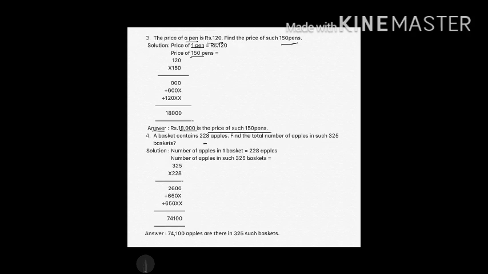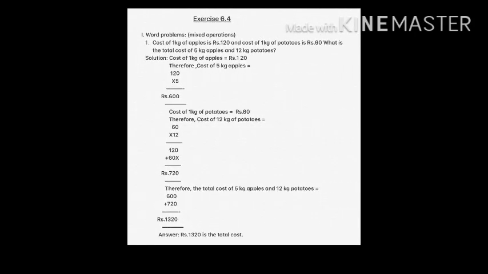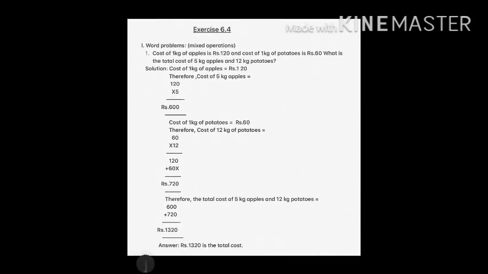Okay, now the fourth sum. A basket contains 228 apples. Find the total number of apples in such 325 baskets. Okay, so here that means in one basket this much apples are there. So again, the value in one basket is given. So the value in 325 baskets, if we have to find out, what we will do, we will multiply. So after multiplying, we'll get the answer 74,100.